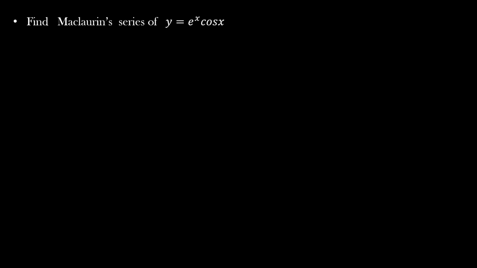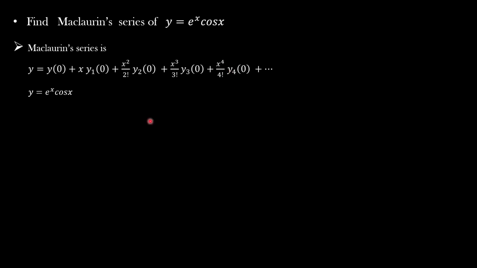Last problem. Find Maclaurin series of e power x into cos x. y is equal to e power x into cos x implies y of 0 is equal to 1. y1 is equal to e power x into derivative of cos x, which is minus sin x, plus cos x into derivative of e power x, which is e power x. But cos x into e power x is nothing but y. Therefore, y1 is equal to y minus e power x into sin x, which implies y1 of 0 is equal to 1.